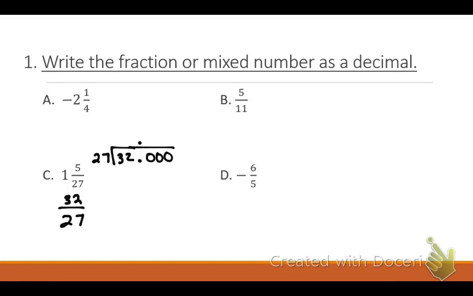Can a 27 go into a 32? How many times? 1 time. What is 32 minus 27? 5. Can a 27 go into a 50? Yes, how many times? Only 1 time. 2 would be too big. So then you got to subtract. You get 23. Now I got to drop down another 0.